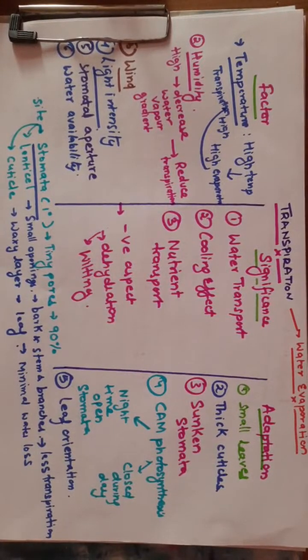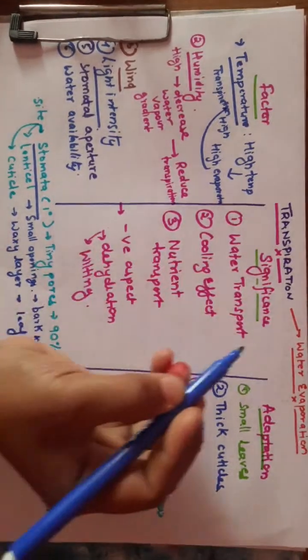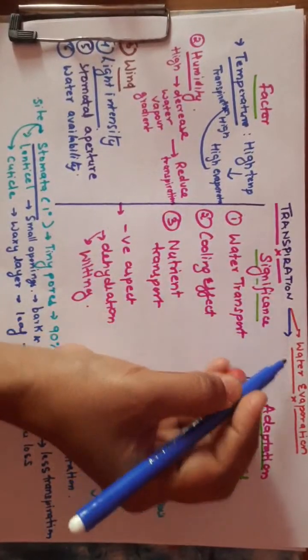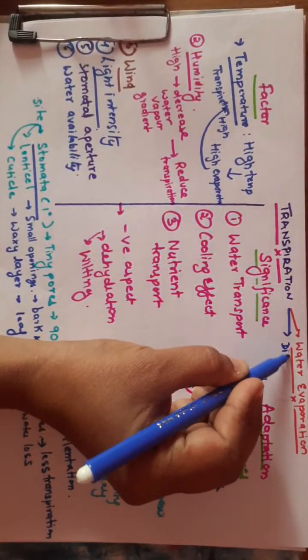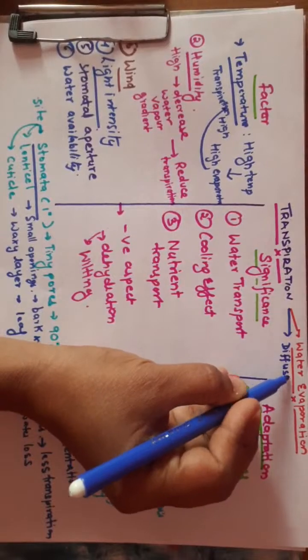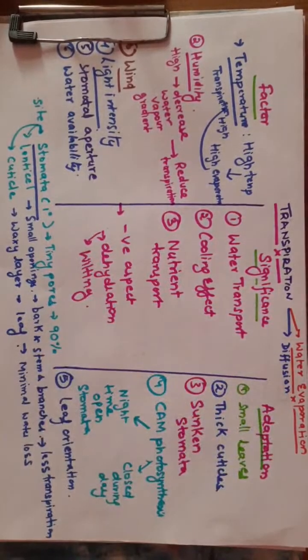So water, in this type of transpiration, will evaporate from the mesophyll cell into the intercellular spaces within the leaf. The second form of transpiration, or mechanism, is diffusion. In diffusion, the water vapor diffuses out through the stomata.